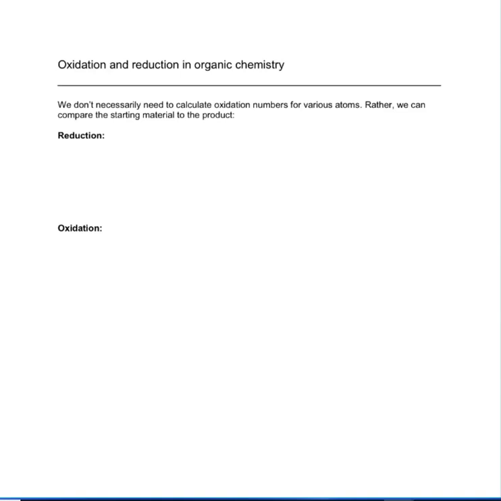And we can do that in OChem as well, but most of the time we don't really even have to. All we need to do is compare our starting material to the product, and what we're looking for is changes to the bonding to carbon. So changes in bonding to the carbon atoms.